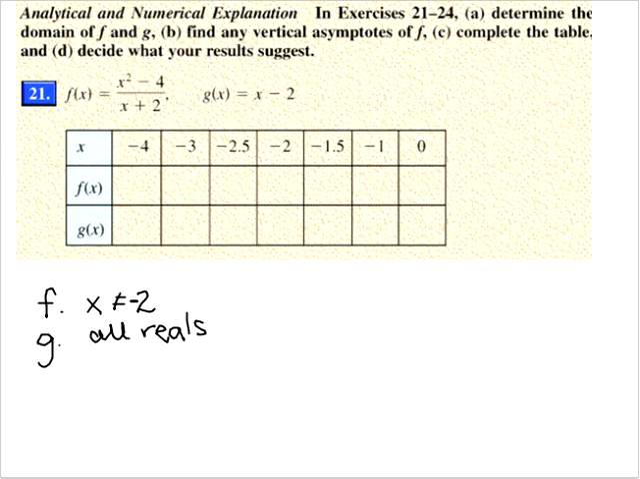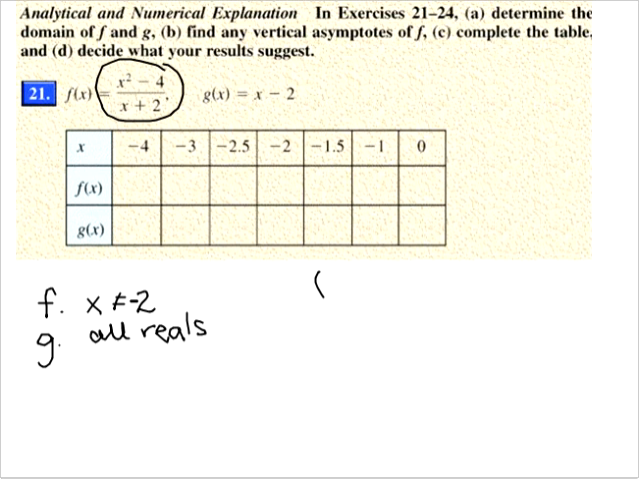Now, B, finding the vertical asymptotes, is very easy if we know the domain. Because we would just say, well, it has the vertical asymptote of x equaling 2 for f. But then we have to be careful. Does it really have a vertical asymptote there? Because we have to look. Can I factor the numerator and cancel something out? So we have to be actually careful when we're looking for those vertical asymptotes.